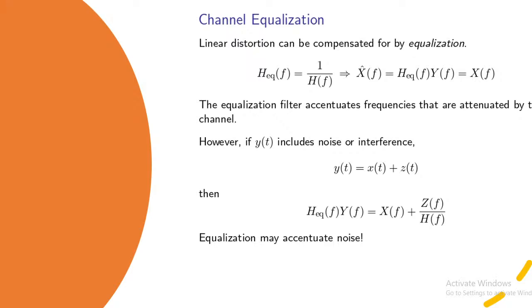Now suppose the received signal also includes a noise. So y(t), the received signal, is equal to x(t) plus z(t), where z(t) is the noise or interference. Then the equalizer times Y(f) will be X(f) plus Z(f) by H(f). So this equalization will actually amplify the noise. That is the problem with using equalization.